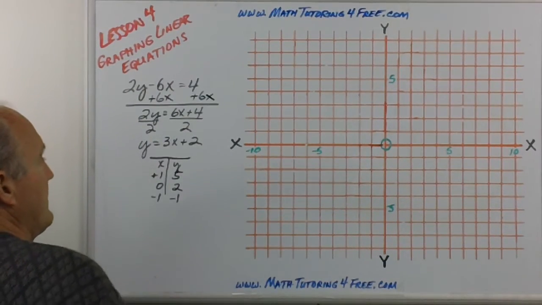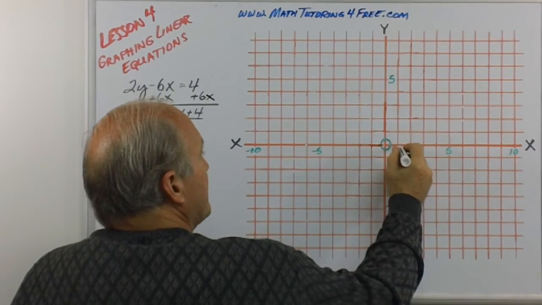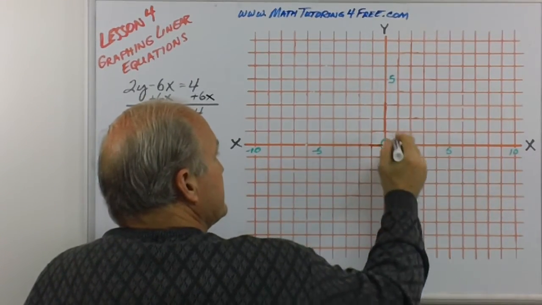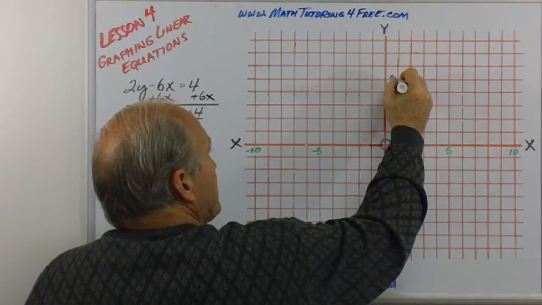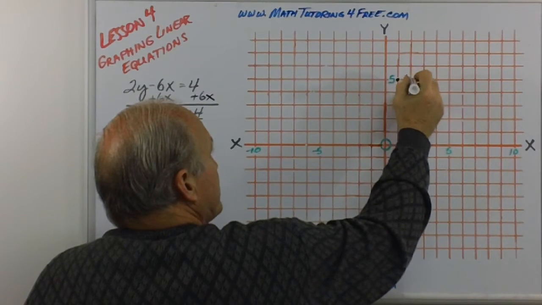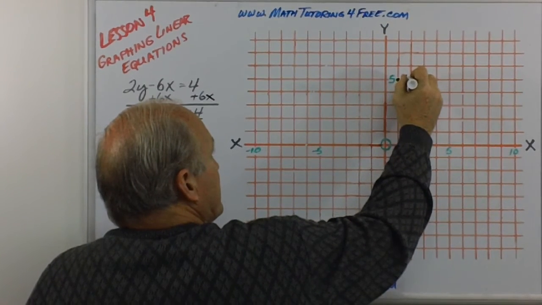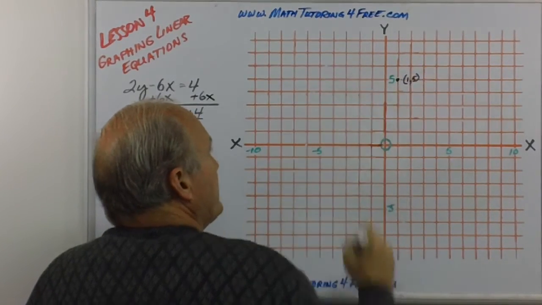Let's start with 1, 5. X is 1 over 1 on the x-axis and up 5 on the y-axis. So that point would be right here. And I always strongly recommend, as soon as you put the point, put the coordinates with it. In this case, it's 1, 5.